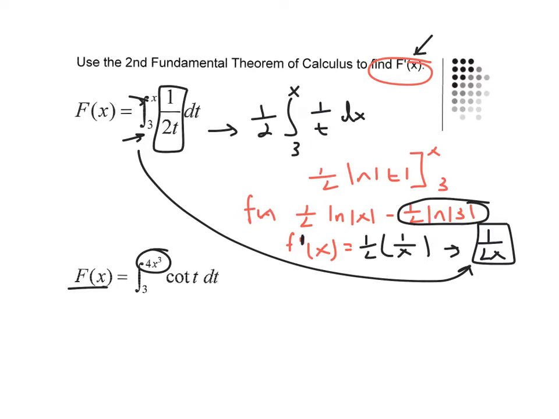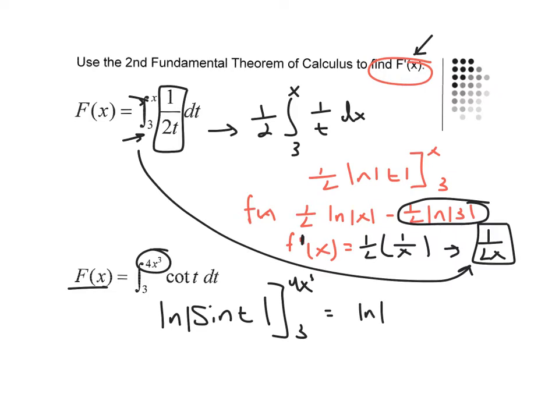So what happens is we take the integral of cotangent of t dt. Now you guys know the integral of that. If you look back at your notes from last class, the integral of cotangent of u is ln absolute value sine of u plus c. So we're just changing the variable to t instead. So this turns out to be ln absolute value sine of t, and it's between 3 and 4x cubed. So then you plug those in, right?